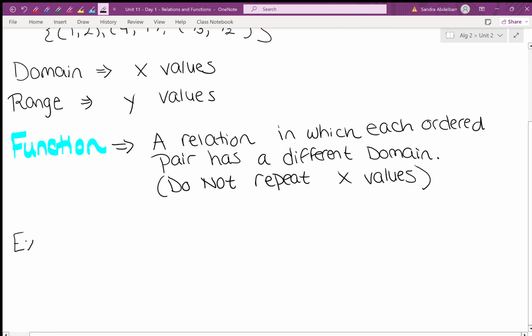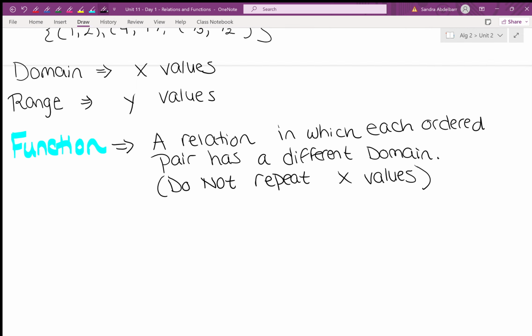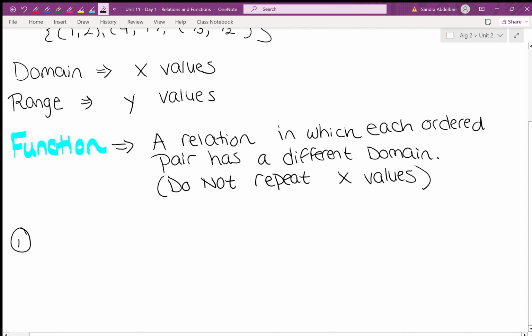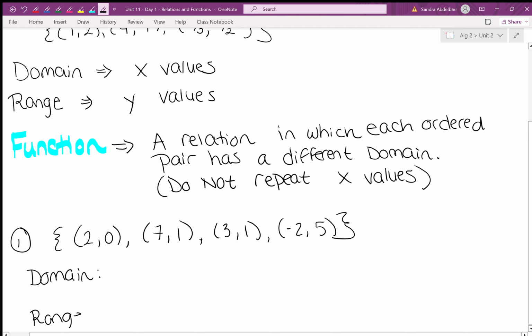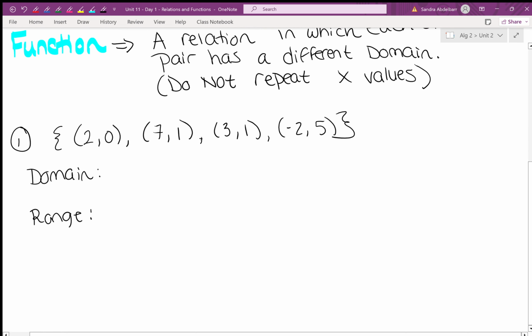Okay, so for our first problem, I'm going to give you a relation. Let's say I have the relation with the set of points (2, 0), (7, 1), (3, 1), (-2, 5). I want us to list the domain. I want us to list the range. And I want to know, is this relation a function?